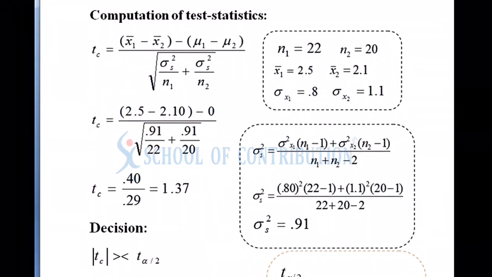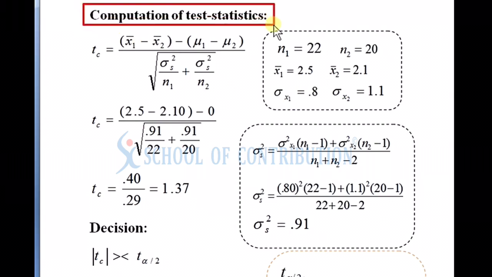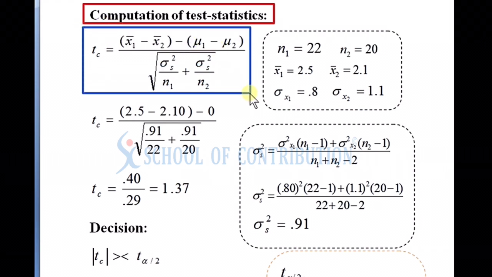Now we are going to compute the value of the test statistic to determine whether we should reject the null hypothesis or the alternative hypothesis. To compute this value we use the t formula for two population mean test. From the math we know that our first sample mean is 2.5, our second sample mean is 2.1, the difference between the two population means is always 0, our first sample size is 22 and second sample size is 20. Now to compute the combined variance we use the following formula.